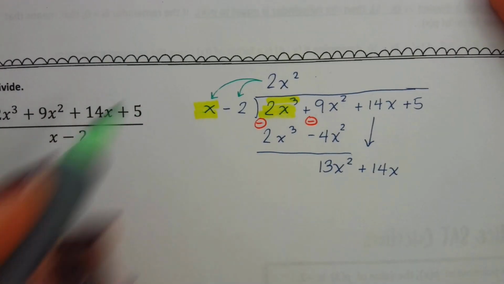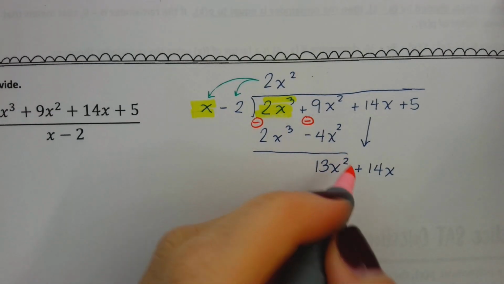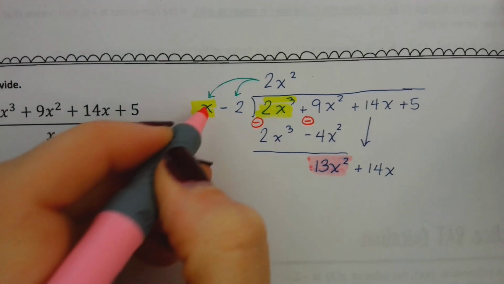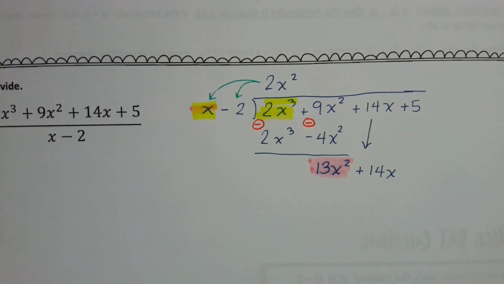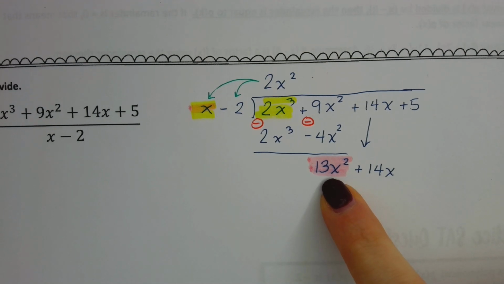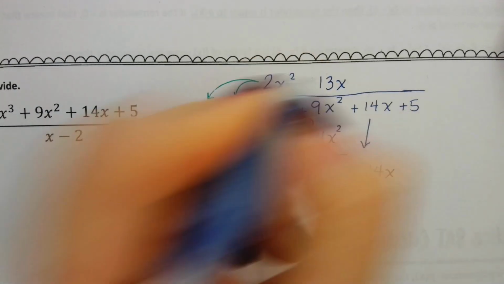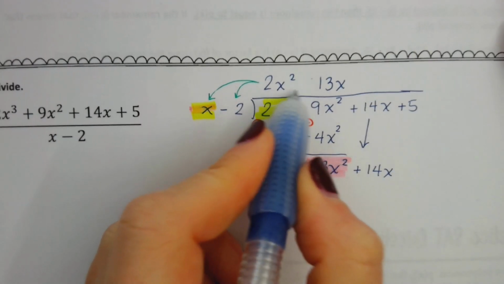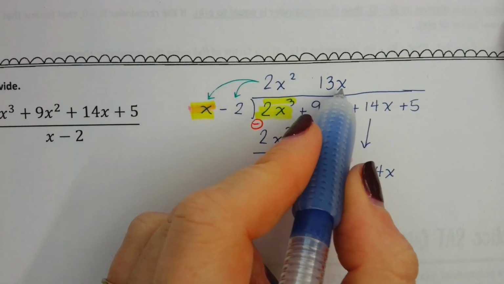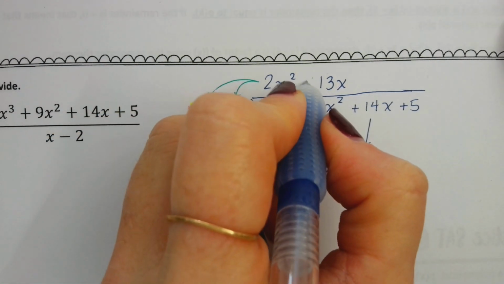Except now we're looking at the x that's on the outside and the 13x squared towards the bottom. And we're saying, what do I need to multiply that x by to get it to be a 13x squared? 13x, right. So I'm going to write 13x up top. We do have to have some sort of sign in between these two. We can't just leave it as 2x squared 13x. What sign was that, do you think? Plus, right, because it's positive.